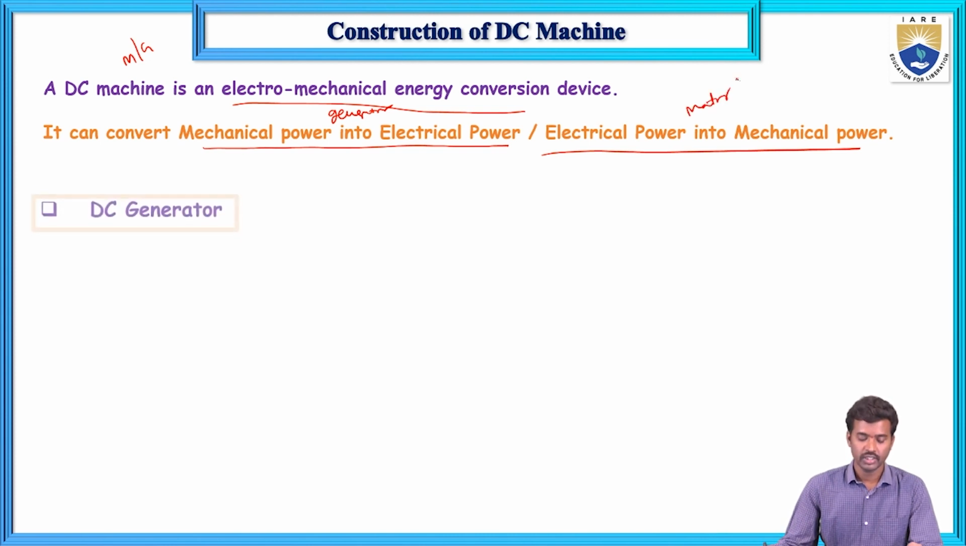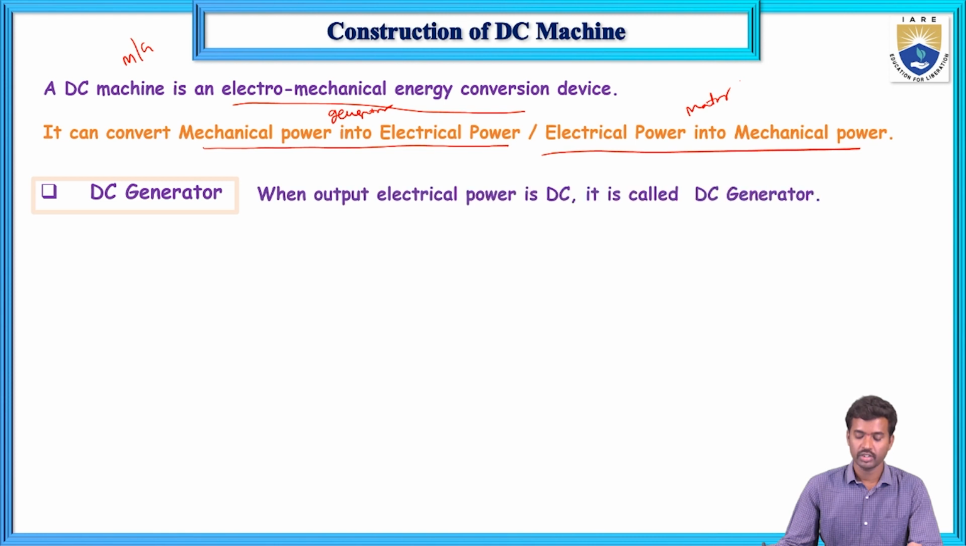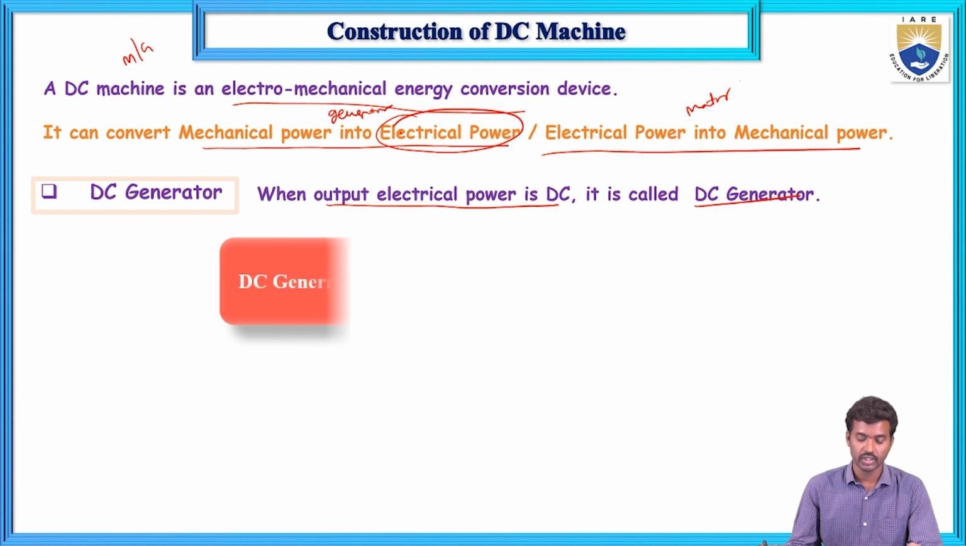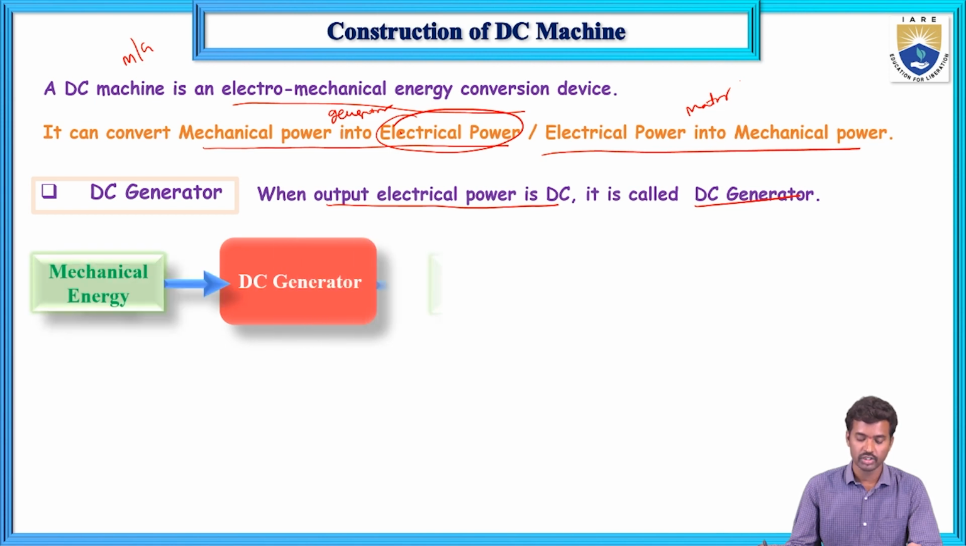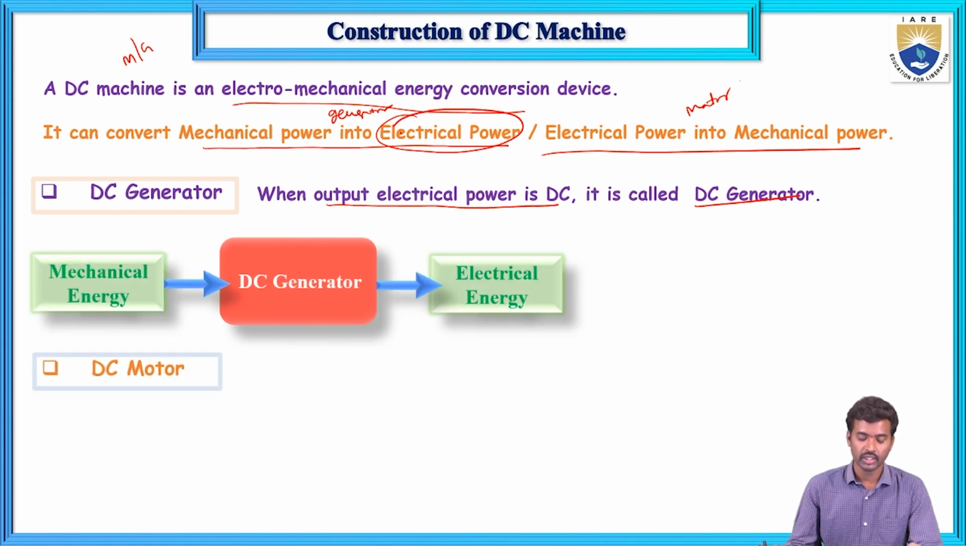Now, what is a DC generator? Here the output is electrical power, and that electrical power is DC. So that machine is called a DC generator. This is the diagram for a DC generator, which converts mechanical energy to electrical energy. Next, what is meant by a DC motor?